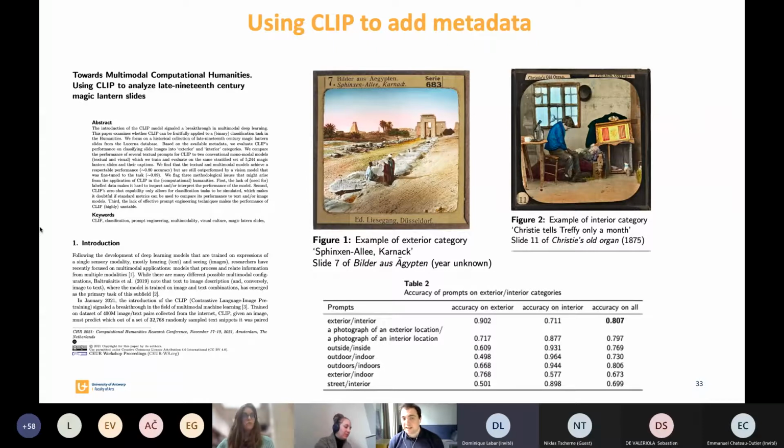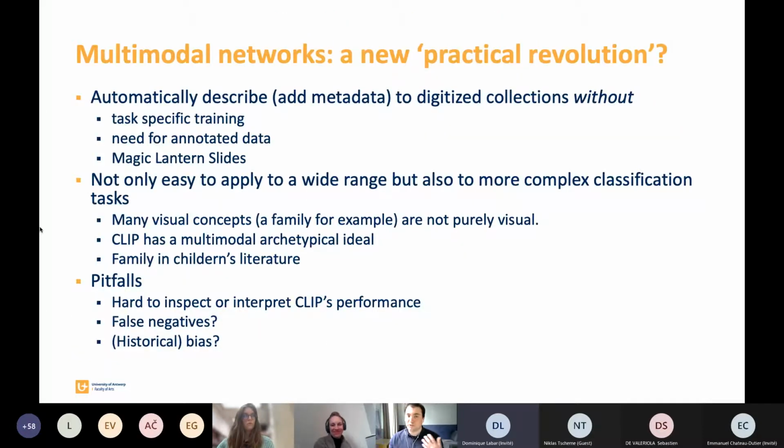And I think this is way more exciting. CLIP can not only be used for a wide range of more or less simple texts, but also for highly complex classification tasks.